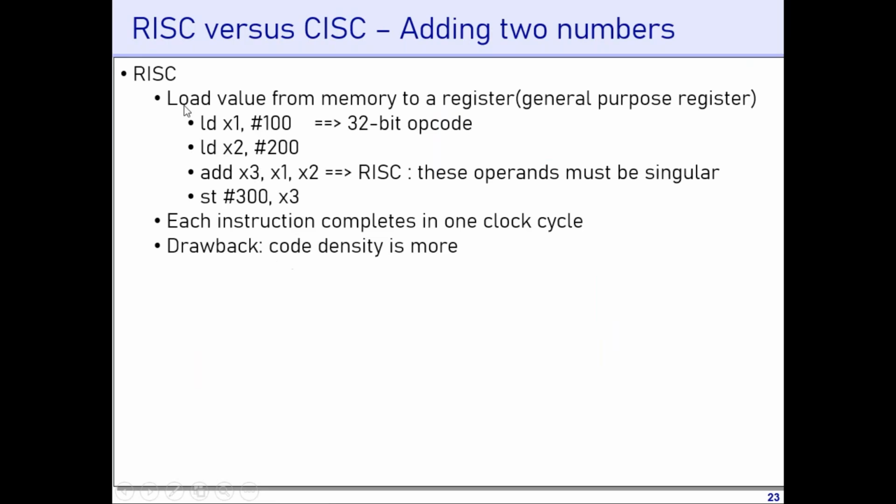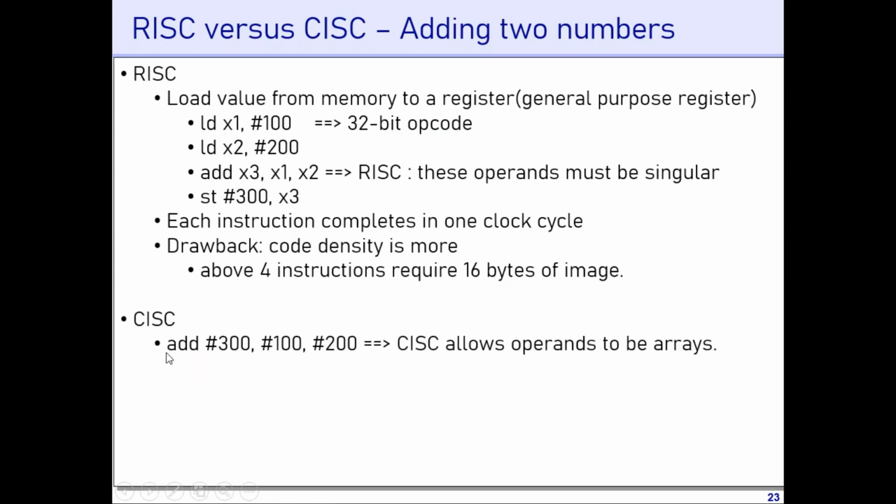What is the drawback of this RISC approach? Code density will be more, because to do one adding of two numbers, you are using 4 instructions. The above 4 instructions require 16 bytes of memory, because each one is a 32-bit opcode, that is 4 bytes. 4 into 4, 16 bytes of memory will be required for these instructions.